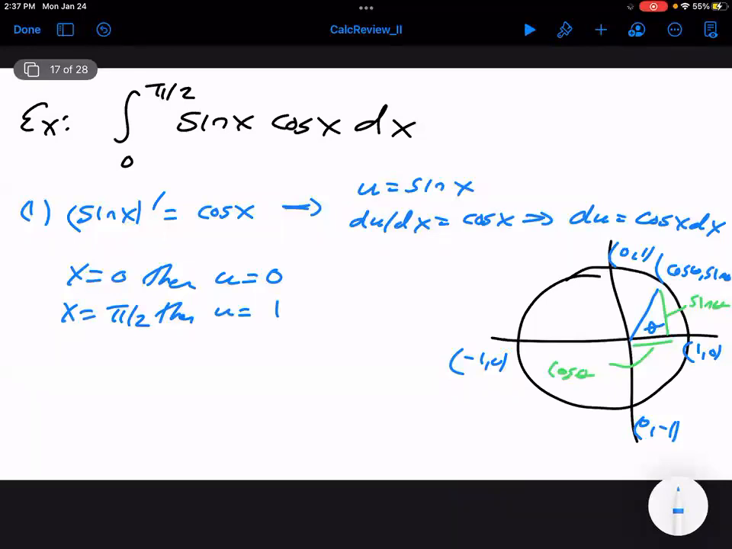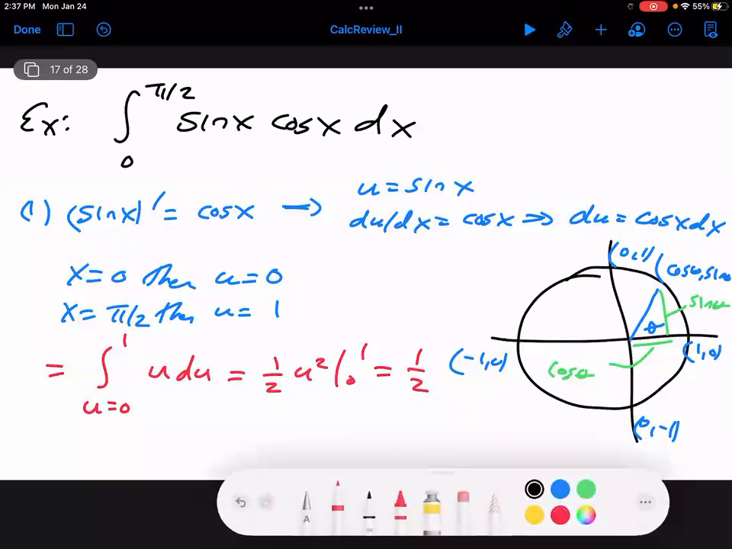So our integral is going to equal the integral where u goes from 0 to 1. And I like to write u equals, so I remind myself I've now switched to a u integration. And then sine of x becomes u. Cosine x dx becomes du. Okay, well, that's just going to be 1/2 u squared evaluated at 0 and 1. So it's just 1/2. So this is how we can do it by using u substitution.